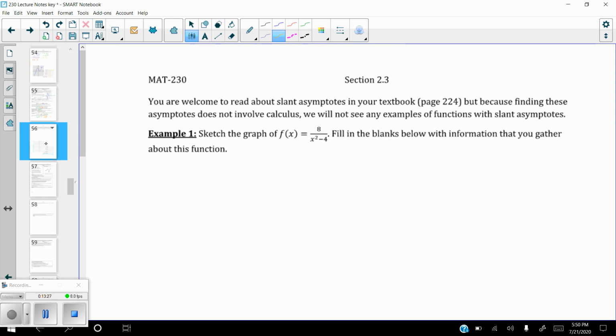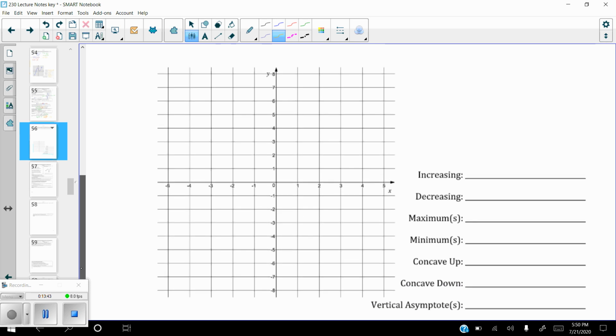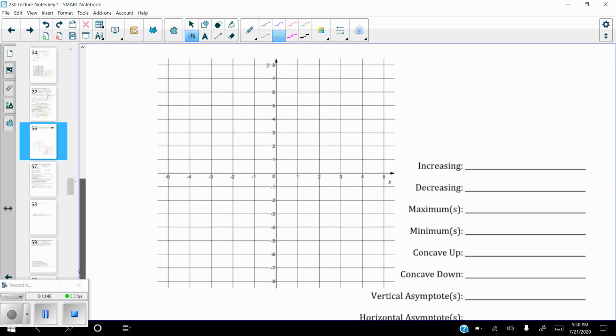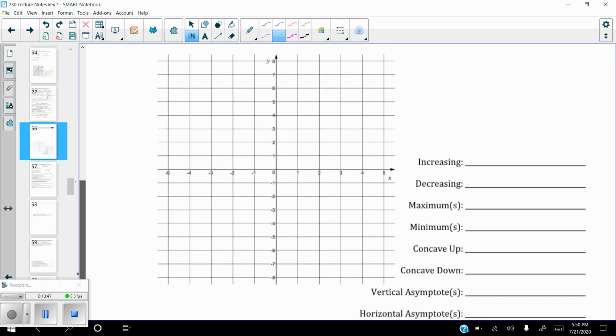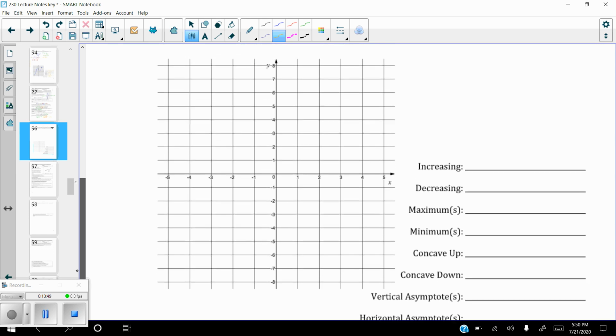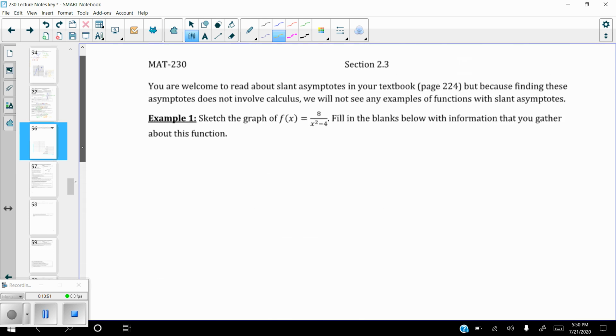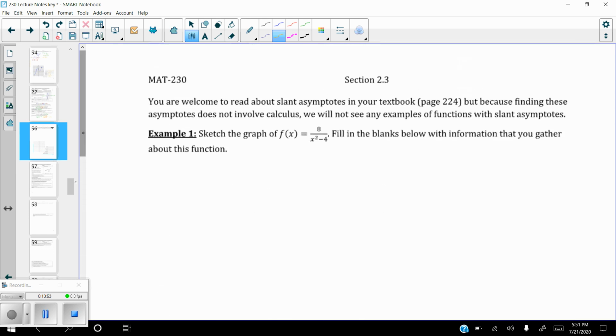Okay, let's go ahead and do our example here. In example 1, we want to sketch the graph of f of x equals 8 over x squared minus 4. And as you can see from the bottom of the page, we're giving you the graph as well as the different things to fill out. So we still need to fill out all of these pieces of information. We want to find increasing, decreasing, max, mins, concavity, and vertical asymptotes. And along with concavity, if we have any inflection points, we're going to find those as well, just to make sure that we include all that.